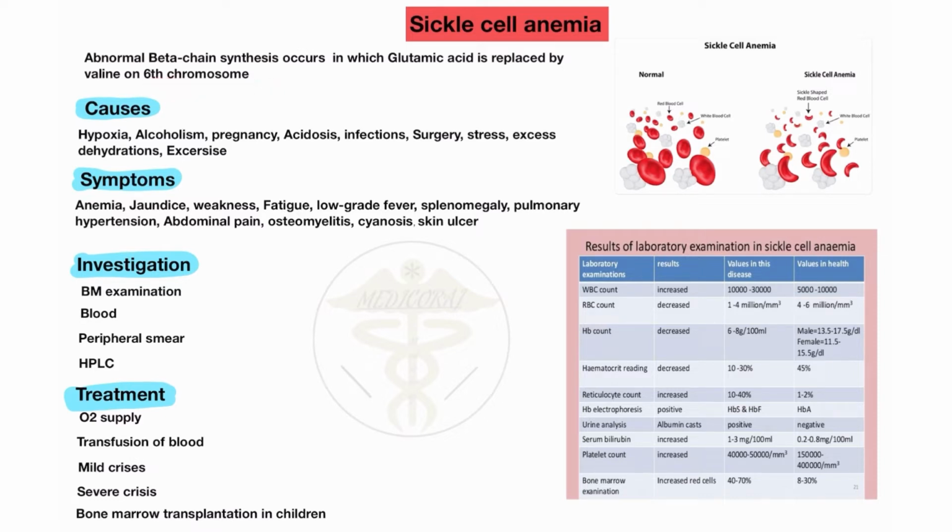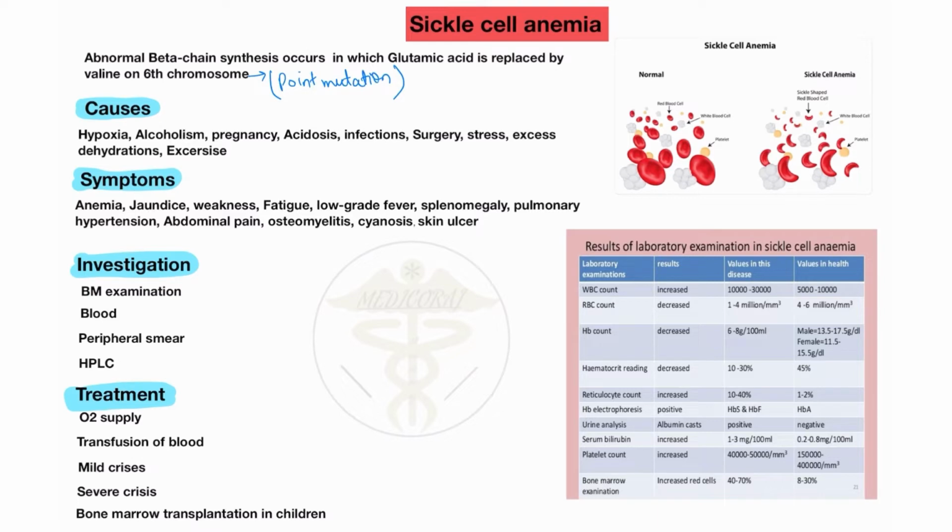This is also called a point mutation, because this mutation occurs by the changing of glutamic acid to valine. So this is called a point mutation. When in the examination they ask which type of mutation, then the answer is point mutation.